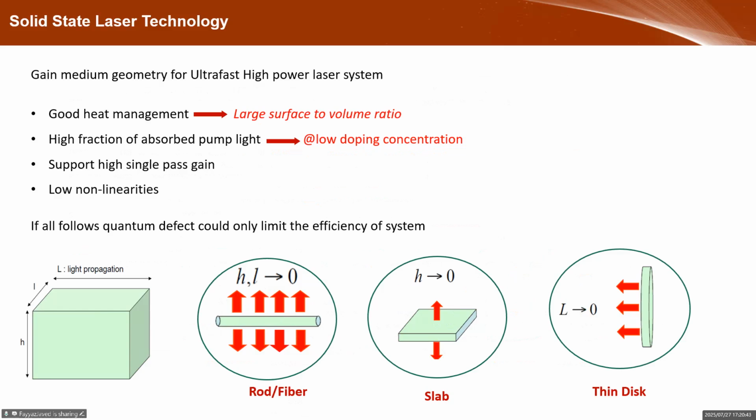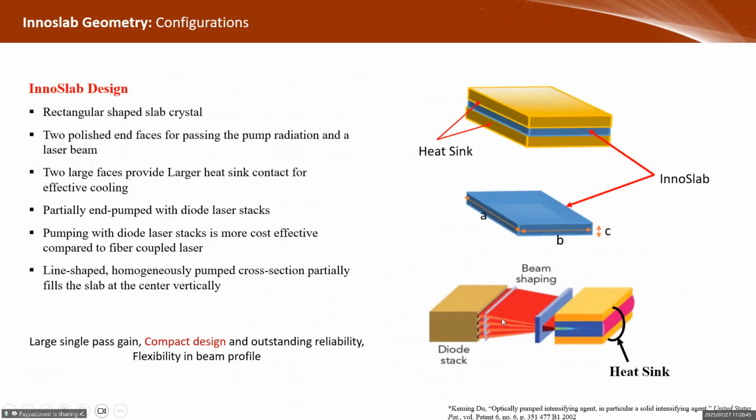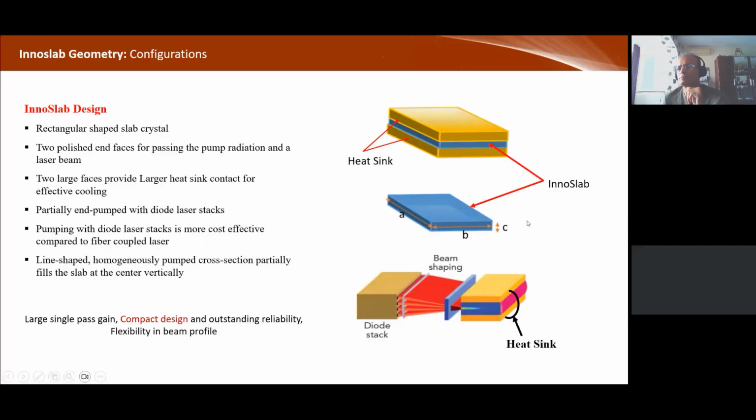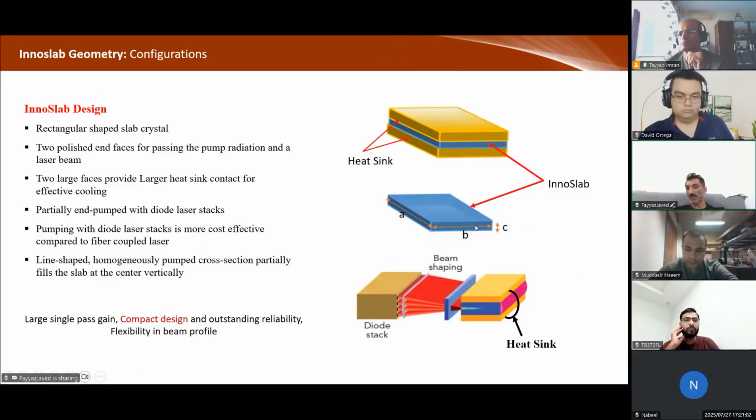So what are the dimensions actually? Basically, this is a rectangular shaped slab crystal. Dimensions vary; it's not a particular value. Here are the dimensions of a slab crystal: A, B, C. You can say A is the length of the crystal along the horizontal, along the x-axis. B is the width, the optical axis width, along the z-axis, and C is the thickness of the slab.